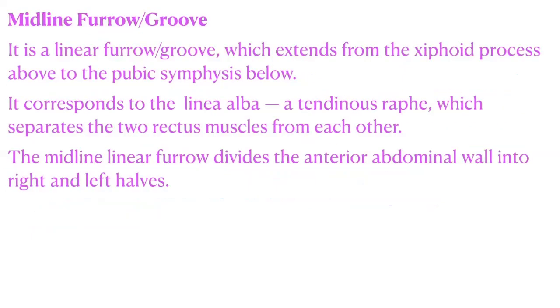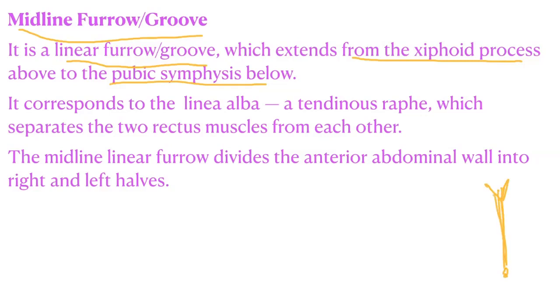Another soft tissue landmark is the midline groove or furrow. It is a linear furrow or groove which extends from the xiphoid process above to the pubic symphysis below. So from the xiphoid process to the pubic symphysis, there is a furrow, right? Means depression. It corresponds to the linea alba, a tendinous raphe which separates the two rectus muscles from each other. The midline furrow divides the anterior abdominal wall into right and left halves.